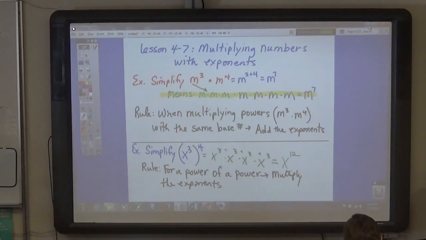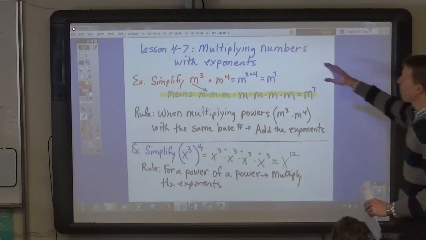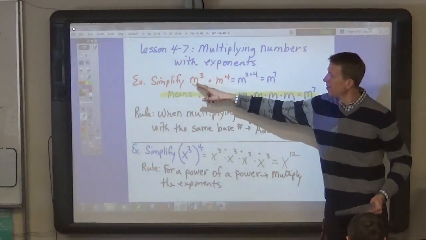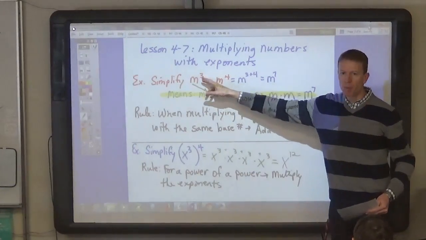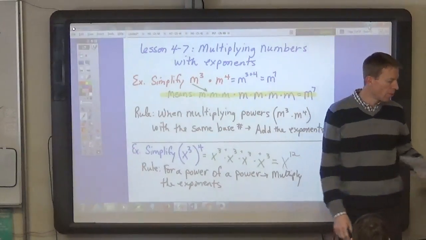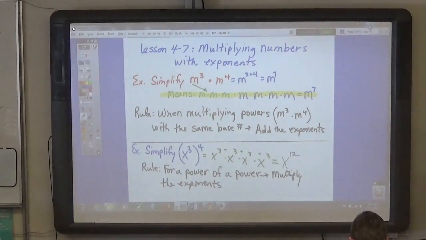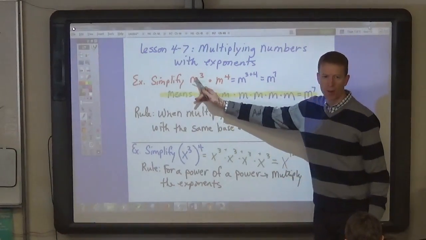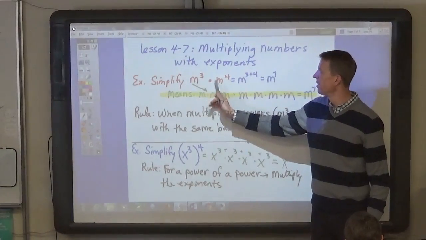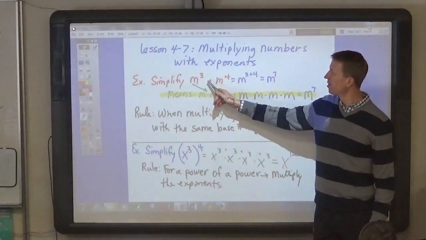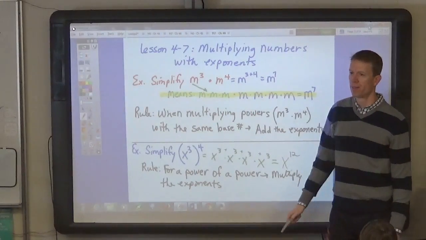So, multiplying powers is what we're talking about today. When we're multiplying powers, we're multiplying two numbers that are the same with exponents, and each of them has an exponent. So, in this case, m to the fourth power is being multiplied by m to the third power. M to the third times m to the fourth.